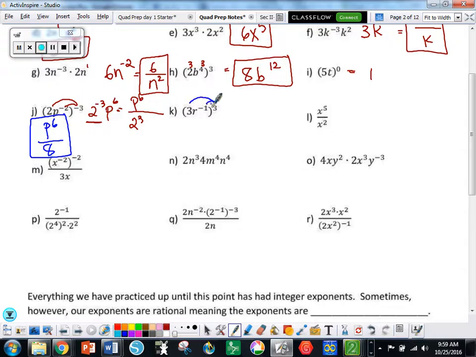Everybody gets the 3. 3 cubed times r to the what? -3. One of them is negative, so it's going to be in a fraction when we're done. Will the r be on top or on bottom? Good. And when it goes to the bottom, what happens to the negative? It goes away because the negative is what's making it go to the bottom. So once it moves, the negative's gone. What about on top? 3 cubed is 27. Who got that? Good. So the next ones, L and M.